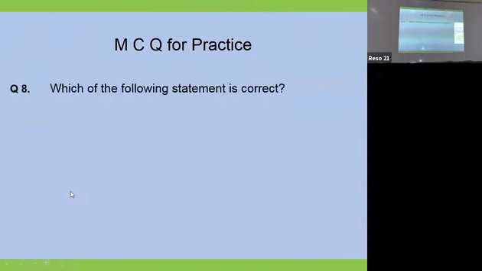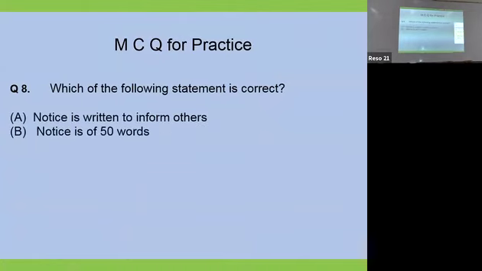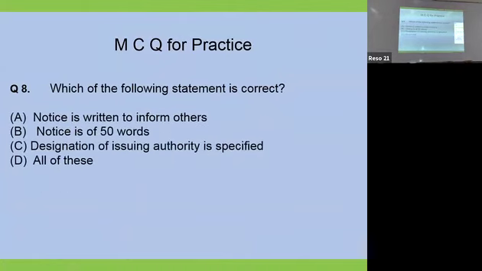Which of the following statement is correct? Notice is written to inform others. Notice of 50 words. Designation of issuing authority is specified, or all of these. All of these. Notice is written to inform others. Okay, all of these.